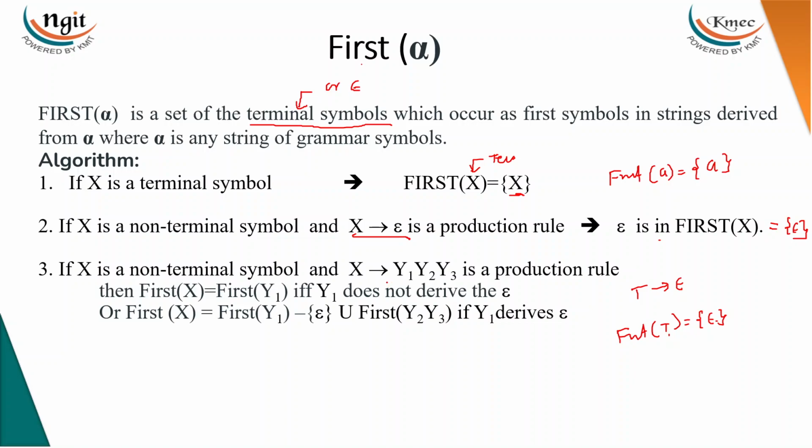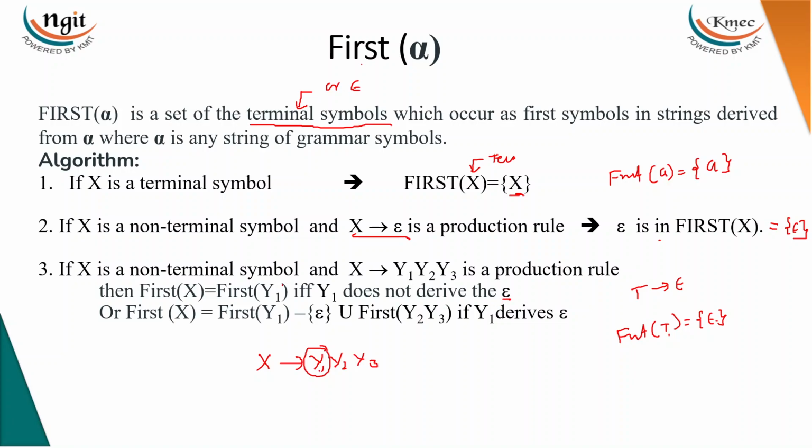This is important. If X is not a terminal and X is a non-terminal but not epsilon, means if X is deriving some productions like Y1, Y2, Y3, then you can write first of X equivalent to first of Y1. You have to consider only Y1 if Y1 does not derive the epsilon.